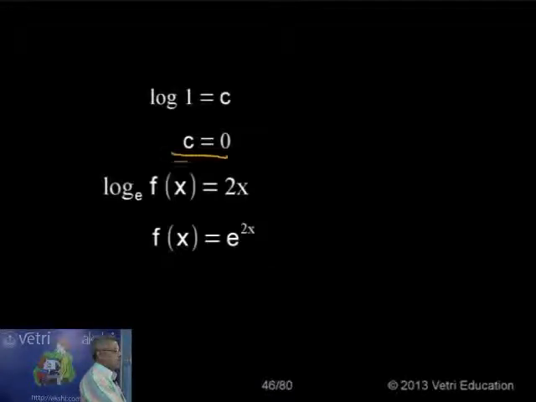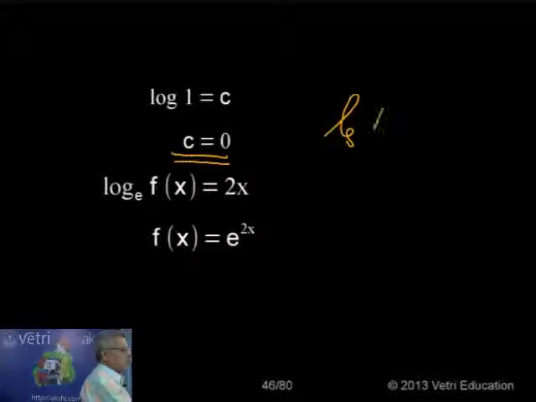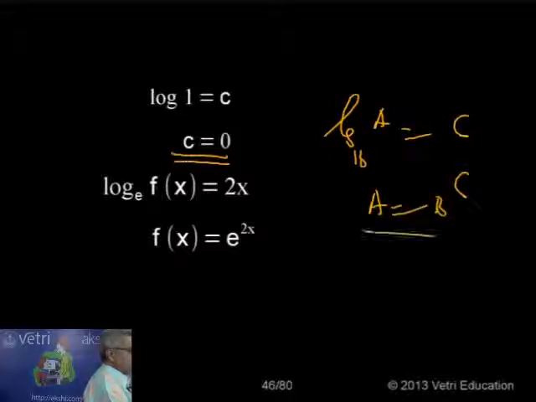Once c is 0, log f(x) is 2x plus c, and c is 0. Now we know the definition of logarithm: log a to the base b is equal to c. Therefore, a is equal to b power c. The logarithm of a number to a given base is the index of the power to which the base is raised in order to equal the number. So applying the definition of logarithm, you get a is equal to b power c.